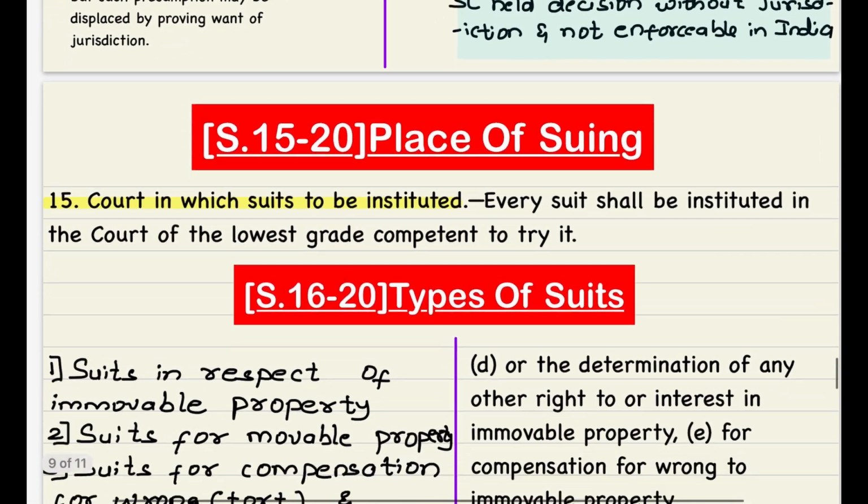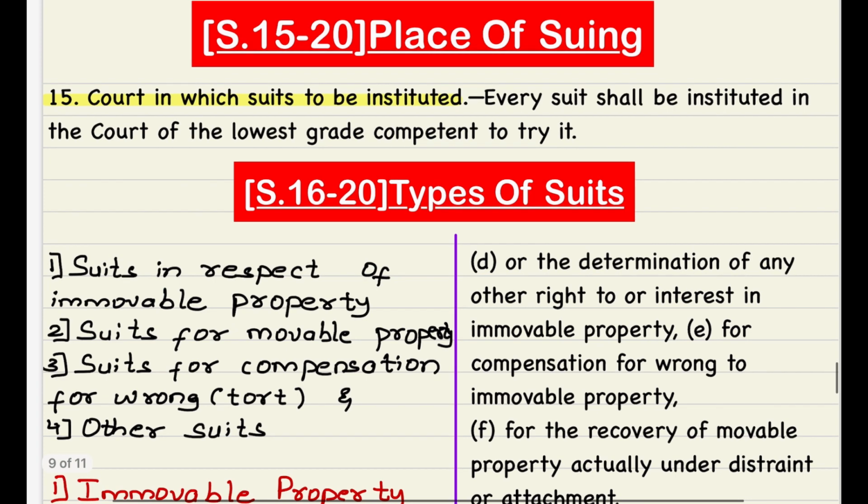The next important concept is place of suing. So, the court in which suits are to be instituted. Every suit shall be instituted in the court of the lowest grade competent to try it. So if the JMFC is competent to try, then the suit must be filed in the JMFC first. He cannot directly go to a High Court or District Court or Senior Division.